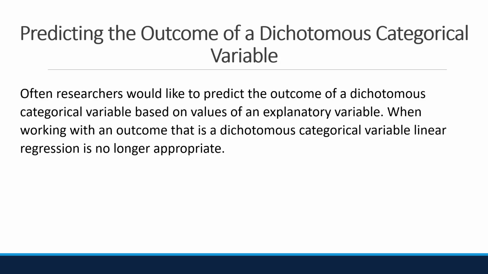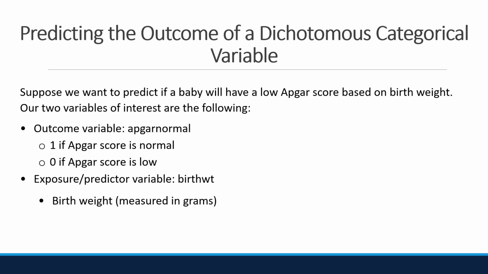Predicting the outcome of a dichotomous categorical variable. Often researchers would like to predict the outcome of a dichotomous categorical variable based on values of an explanatory variable. When working with an outcome that is a dichotomous categorical variable, linear regression is no longer appropriate. To motivate logistic regression, let's look at the association between birth weight and having a normal APGAR score.